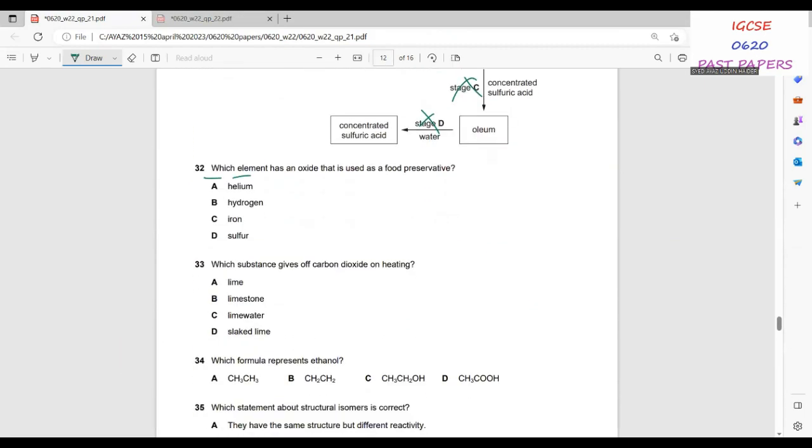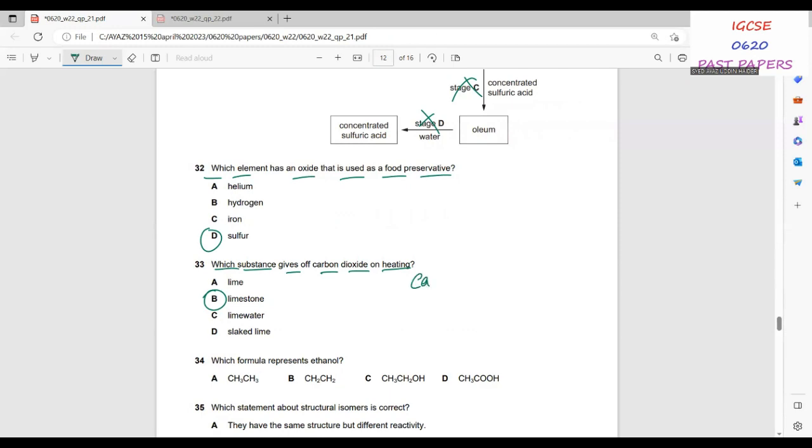32. Which element has an oxide that is used as a food preservative? Sulfur dioxide is used as a food preservative. 33. Which substance gives off carbon dioxide on heating? Limestone gives carbon dioxide on heating.